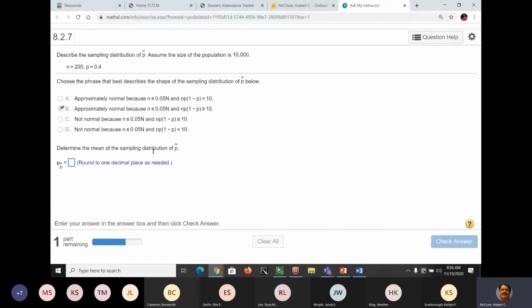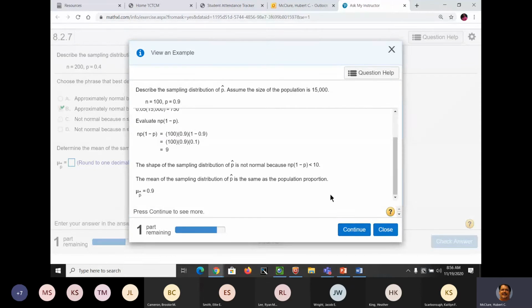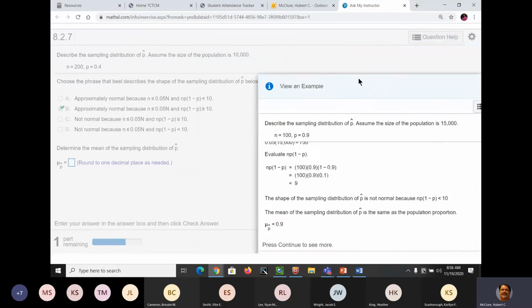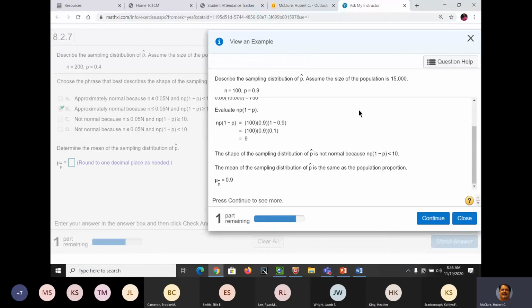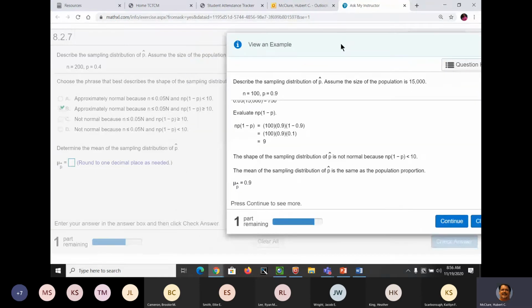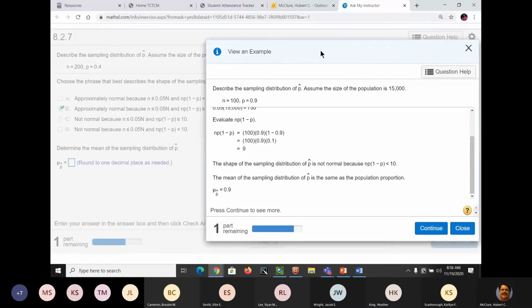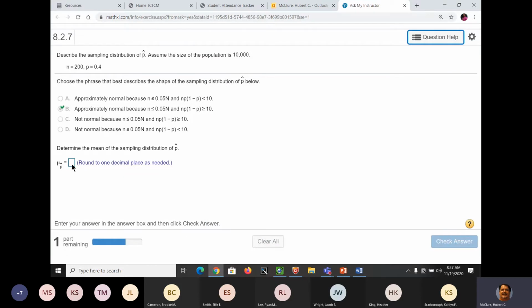Determine the mean of the sampling distribution of p hat. And remember how we get the mean. The mean of the sampling distribution is the same. Well, they don't give us the mean. Oh, it's the same as p. So it should be 0.4.